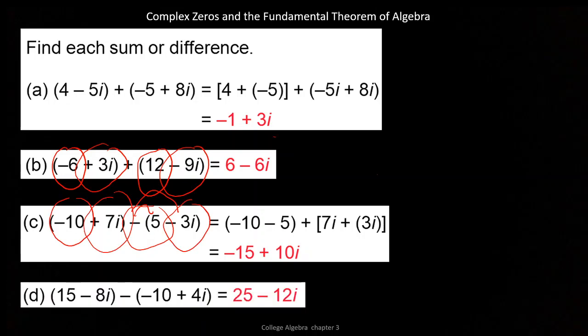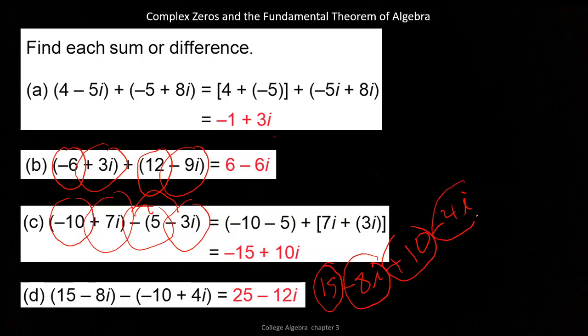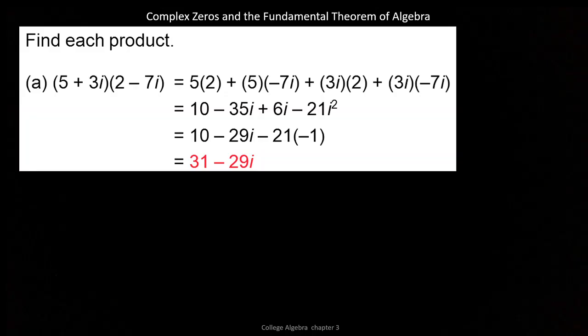All right, here's another one. As you see, this is going to be 15 minus 8i plus 10 minus 4i. Now these, don't forget the signs, right? They're both positive, so that's 25. This is negative, so that's minus 12i.